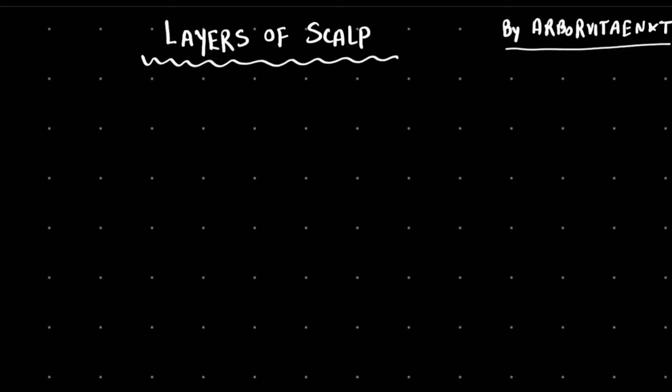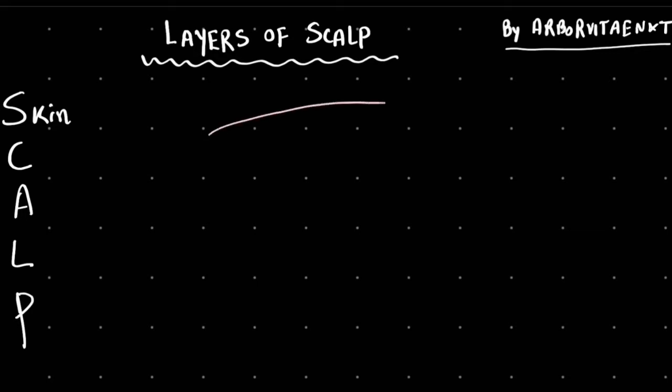So without any delay, let's get into it. Basically there are 5 layers of scalp, which we can easily remember by the mnemonic SCALP itself. S is for skin, so this is the first layer of scalp. The first layer is skin. I'm drawing the skin here, as you can see.